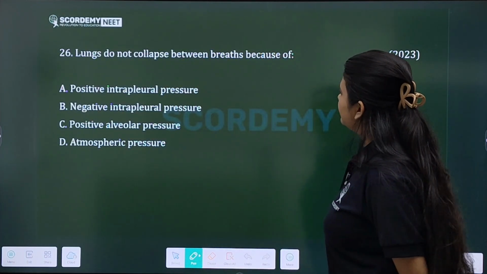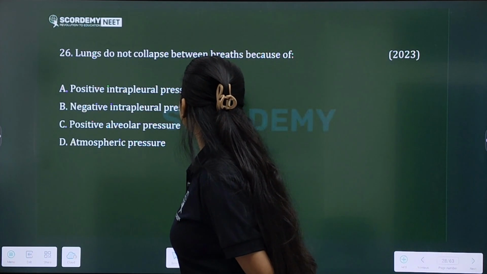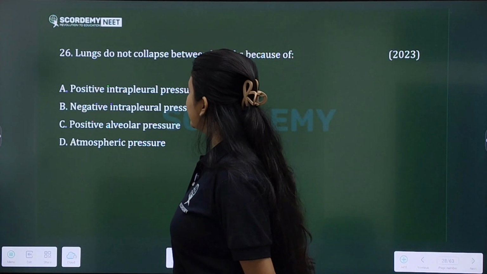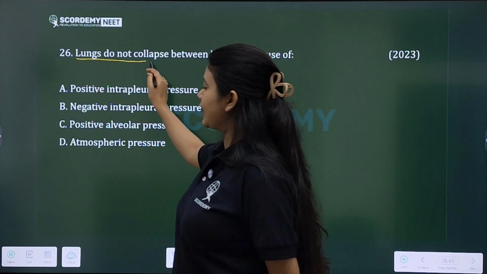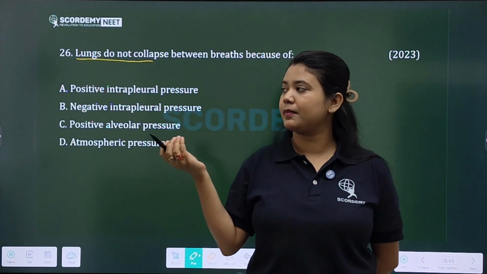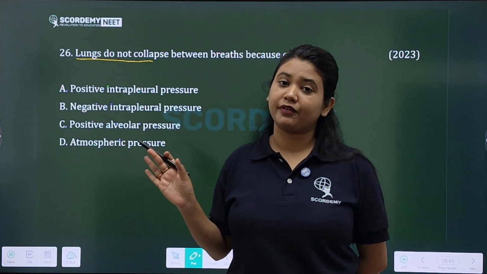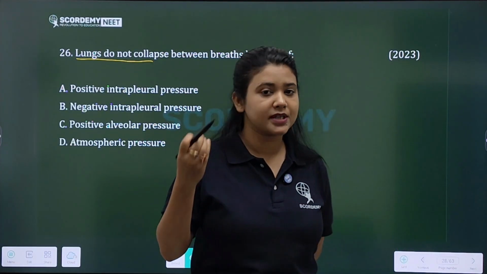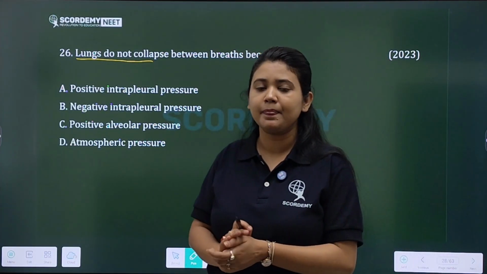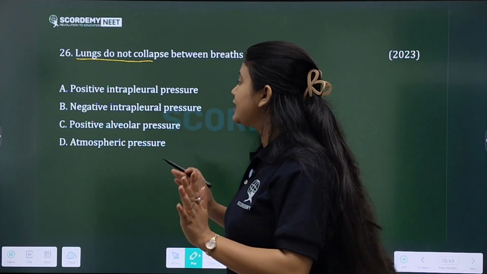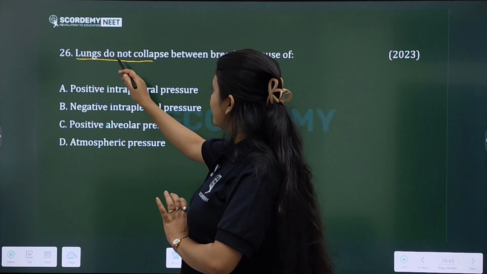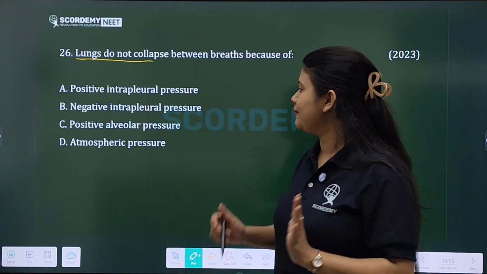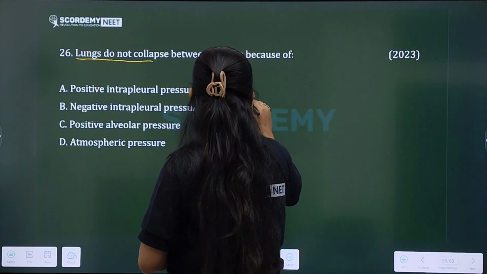Then again, lungs do not collapse between your breaths, okay, because of what? This is again a concept. In case of residual volume, we learned that this is the amount of air that remains in the lungs after forceful expiration, and this volume of air is very much essential because it prevents the collapsing of lungs. So residual volume was one factor. Another factor that prevents collapsing of lungs is your intrapleural pressure.